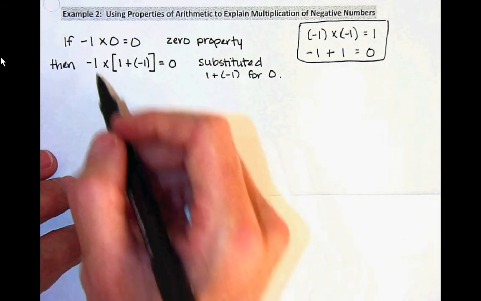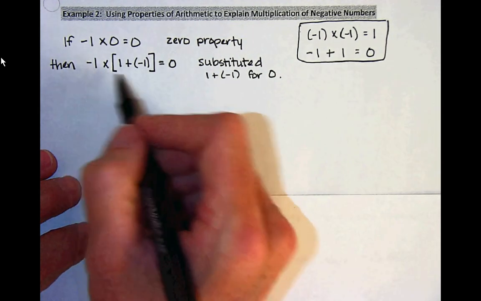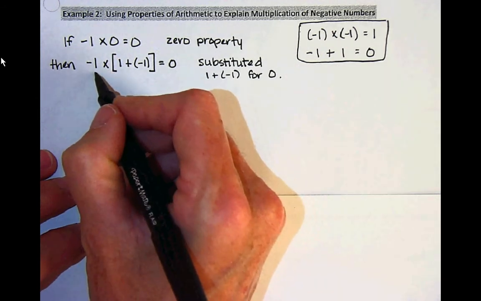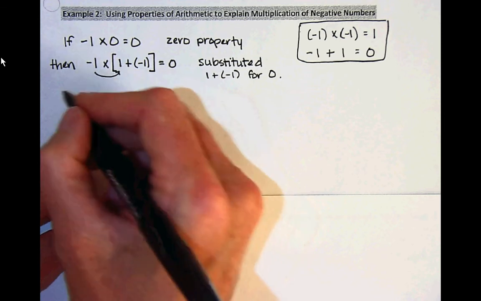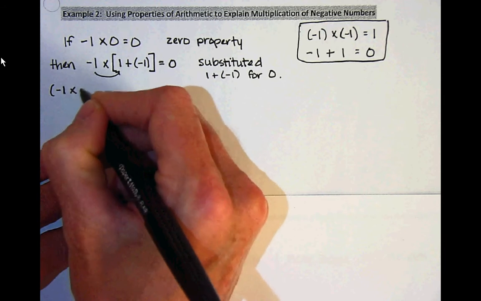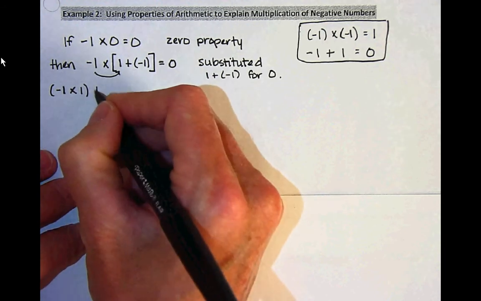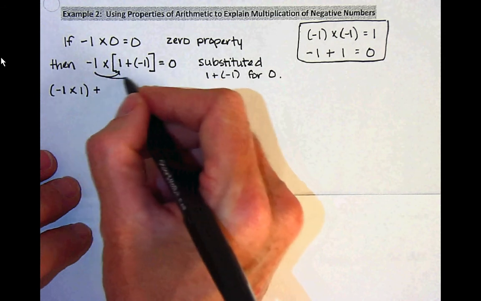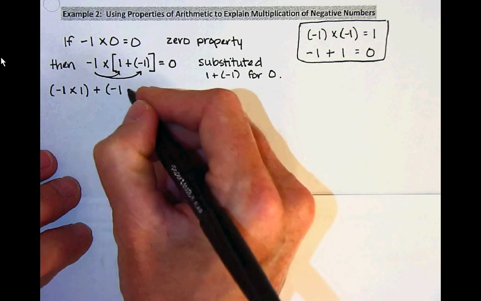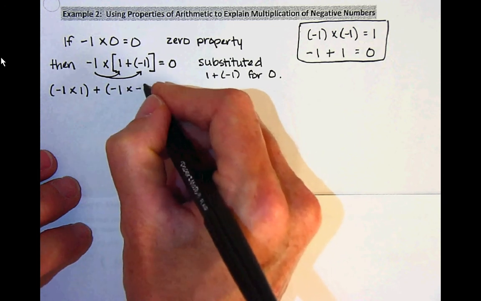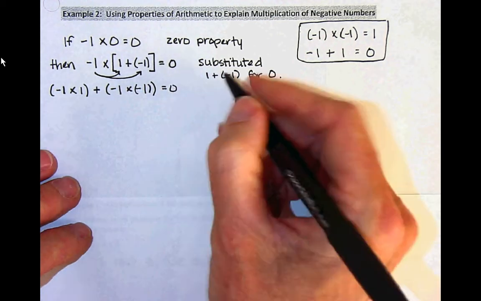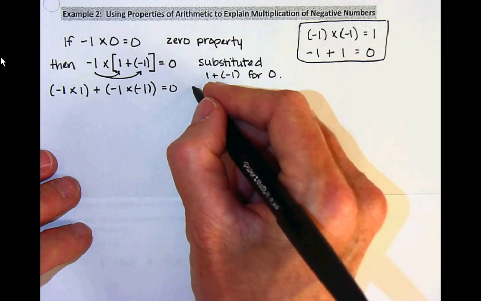Now we're going to use the distributive property. If I multiply something on the outside by something on the inside here, then I can distribute. I can multiply negative 1 times 1, so I'm going to write this here: negative 1 times a positive 1. And then I can add it to negative 1 times negative 1. I'm going to put that in parentheses, and that is going to be equal to 0. So what did we just do here? This is called the distributive property.